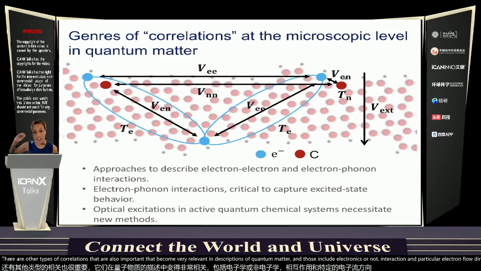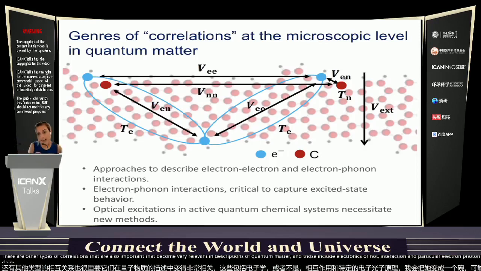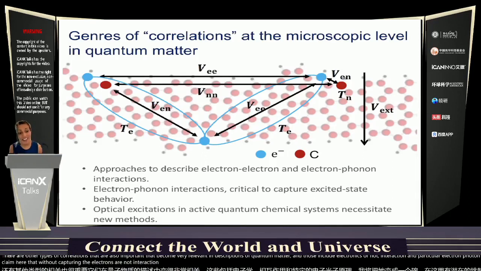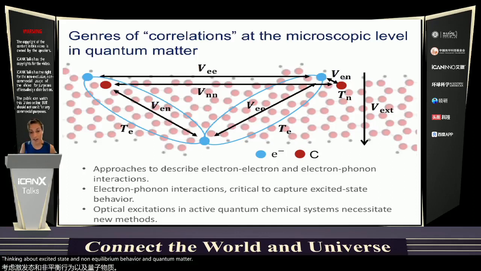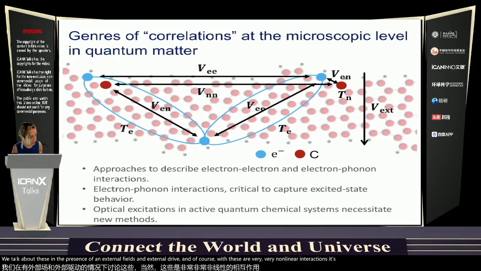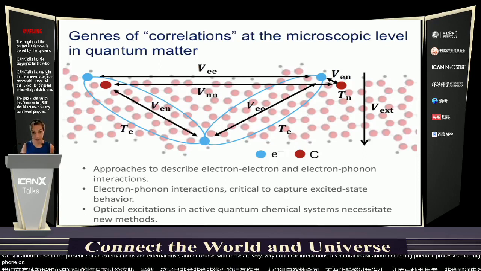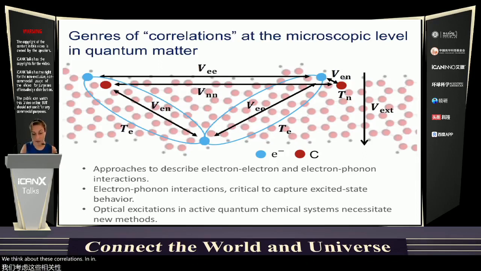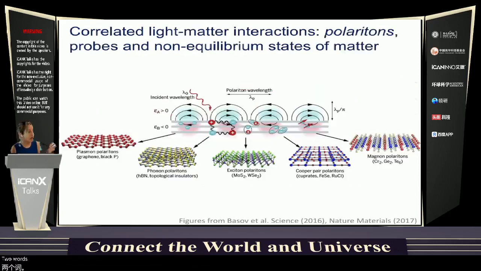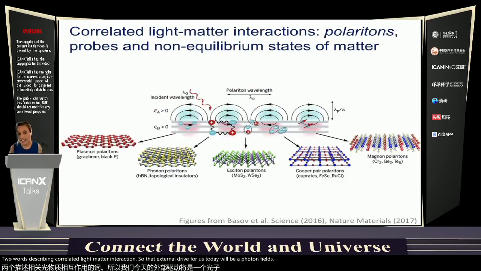The electron-phonon interaction, I'll just make a bold and potentially provocative claim here, that without capturing the electron-phonon interaction, thinking about excited state and non-equilibrium behavior in quantum matter is fundamentally incomplete. These are absolutely critical to faithful descriptions of these types of systems. We talk about these in the presence of an external field, an external drive, and of course, with these very nonlinear interactions, it's natural to ask about nonlinear phononic processes that might occur, thereby getting us to thinking about various phonon-phonon diagrams. We think about these correlations in the types of methods we develop in the group towards describing correlated light-matter interactions. So that external drive for us today will be a photon field.